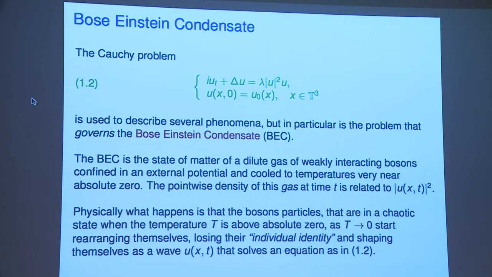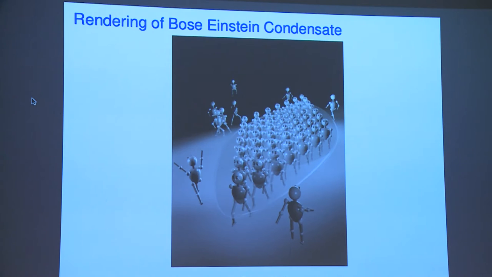And I like a lot this picture that appeared in Science in 1995, because in 1995, a couple of teams working on the phenomenological aspect of the Bose-Einstein condensate, so with experiments, got a Nobel Prize. So really what happens is, think of all these guys as particles. At a higher temperature, they're all independently doing their stuff, but as you lower the temperature, they kind of lose their own identity, they reassemble as a wave. And basically this wave is the solution of the Schrödinger equation.